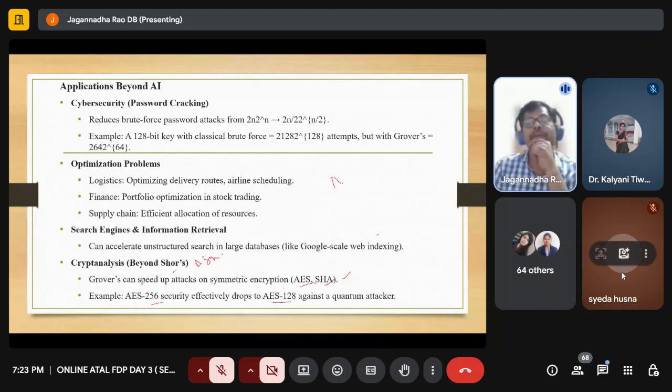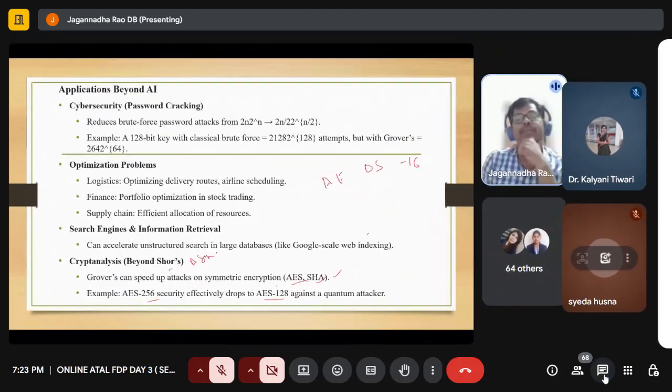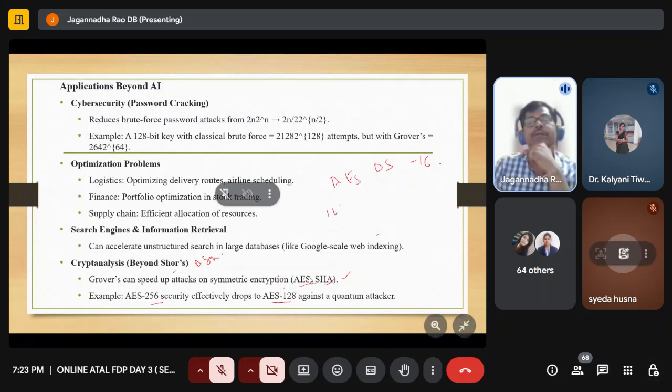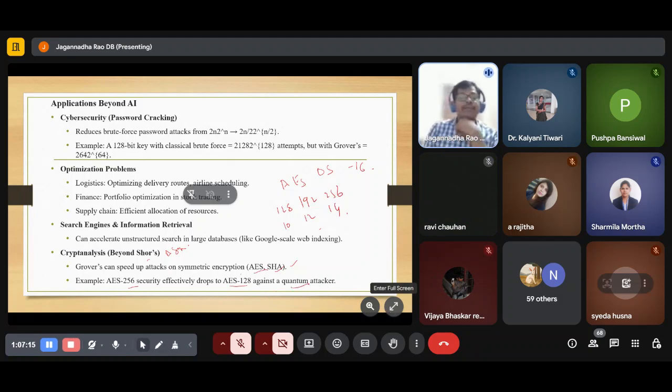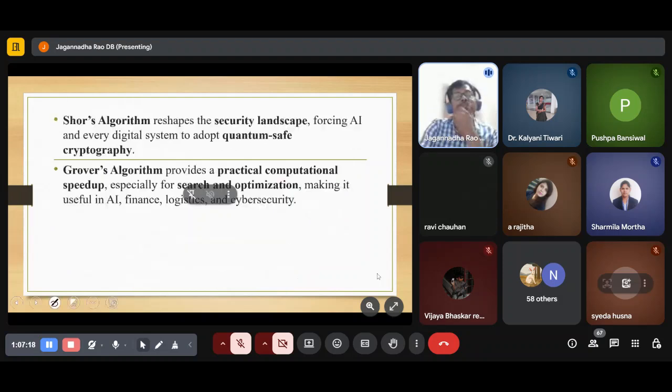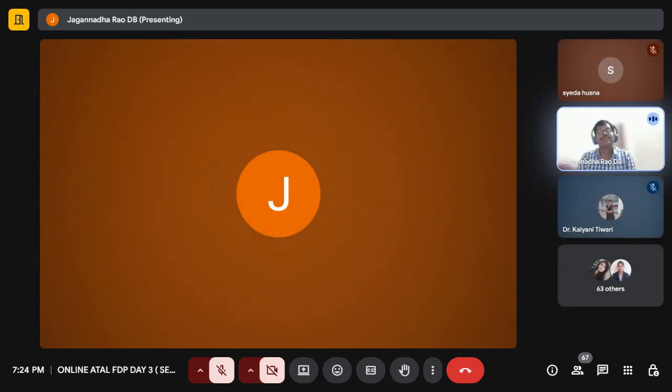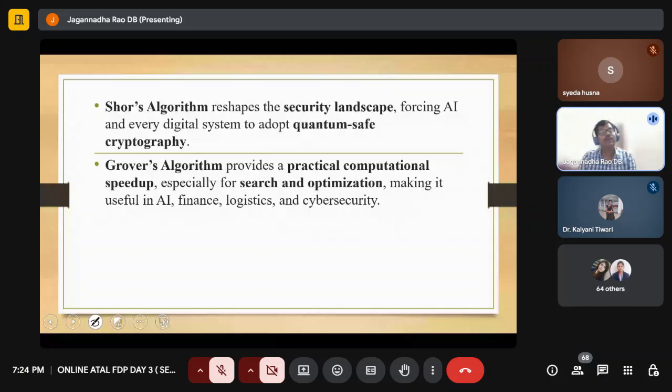Already you know the advanced encryption algorithm; the earlier algorithm has 16 rounds. But in AES we have 128 bits, 192 bits and 256 bits, with 10 rounds, 12 rounds and 14 rounds. So for this also a quantum attacker can do it. This is about the applications beyond AI. Shor's algorithm reshapes the security landscape, forcing AI and every digital system to adopt quantum-safe cryptography. Whereas Grover's algorithm provides a practical computational speedup, especially for search and optimization, making it useful in AI, finance, logistics, and cybersecurity.